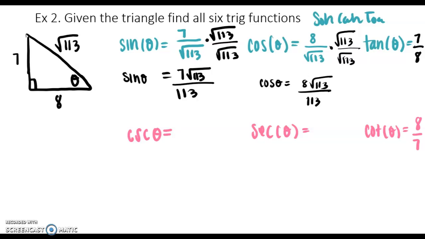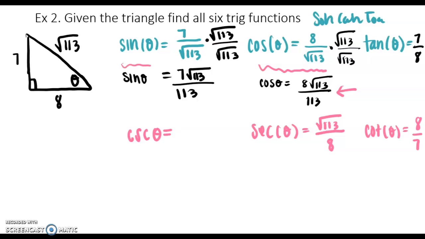So for secant, you're going to want to look at the original thing that I set up. So it was 8 over the square root of 113. I'm going to go ahead and flip that over. So square root of 113 over 8. And that's going to make it so that I don't have any radicals in the denominator. If I flip this over, I'm going to go ahead and have a radical in the denominator, and it's going to make it more complicated.